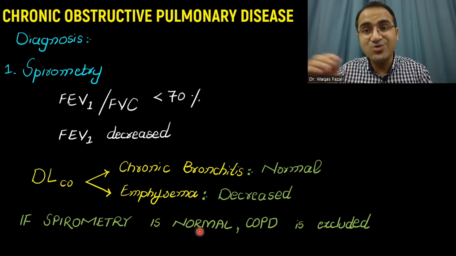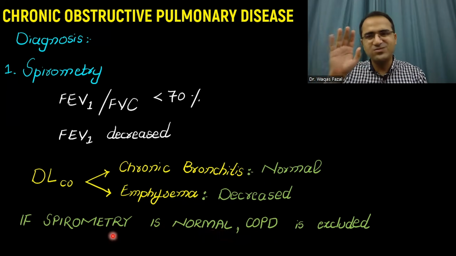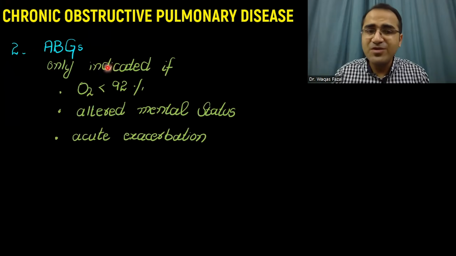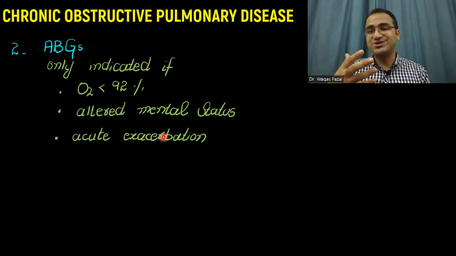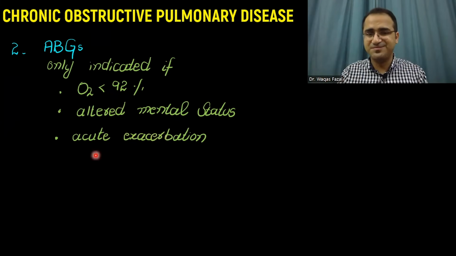Spirometry, if it is normal, COPD is excluded. In a COPD patient, spirometry is most of the time abnormal. ABGs are only performed if the oxygen saturation is less than 92%, if the patient has altered mental status, or if the patient has an acute exacerbation. If the patient gets an acute exacerbation, in that case, you need to get ABGs.